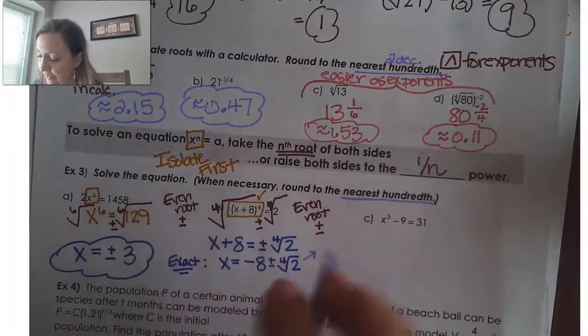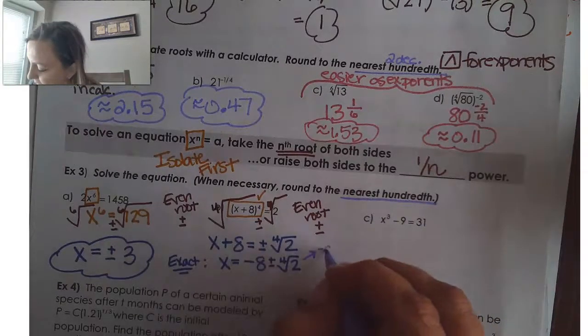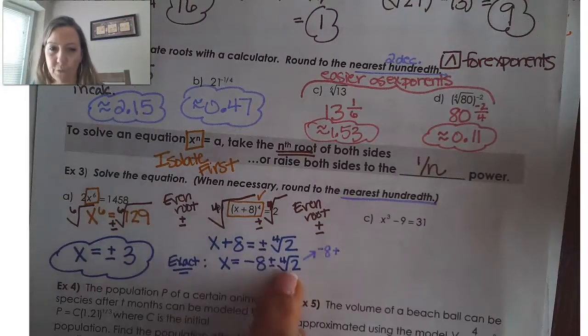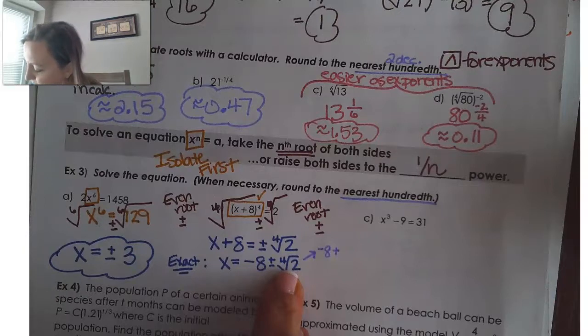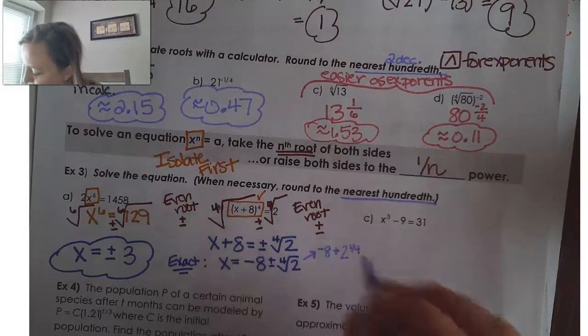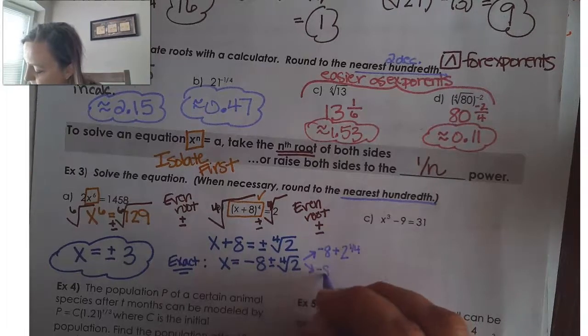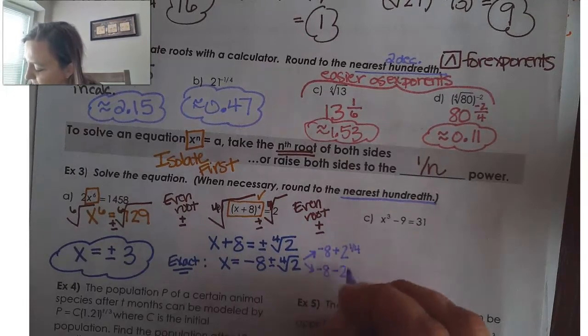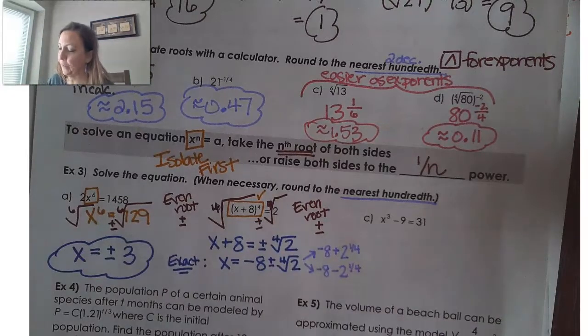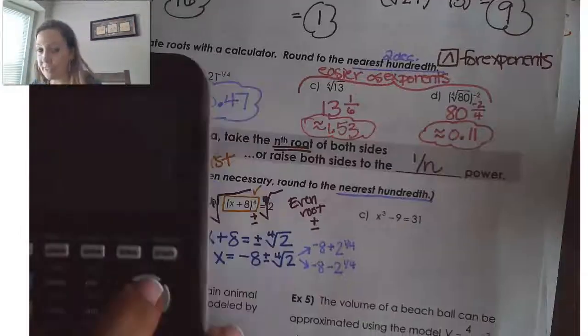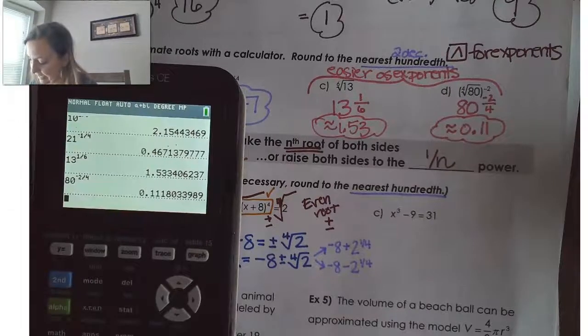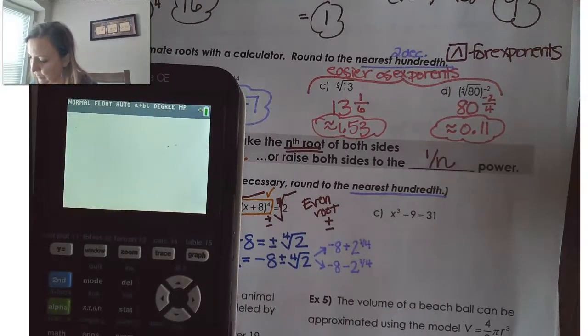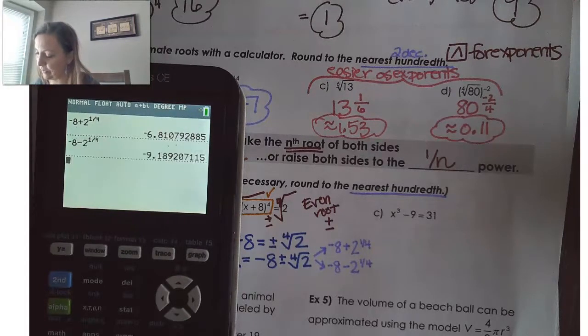So in the calculator then, this is going to be like -8 plus the fourth root of 2. And in the calculator, it might be easier for us to write that as a rational exponent. So it's 2 to the 1/4. And then we're going to take -8 minus 2 to the 1/4. Okay. And so we can just type that in. So I can take -8 plus 2 to the 1/4, and then -8 minus 2 to the 1/4. And then I get my answers.